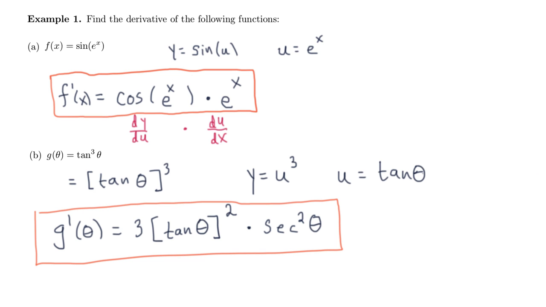And if you like to use the intermediate variable u, just note that this is really dy du times du d theta. Okay, so that's the chain rule. And of course the examples get a lot more complicated, but the idea is the same. You work from the outside in.